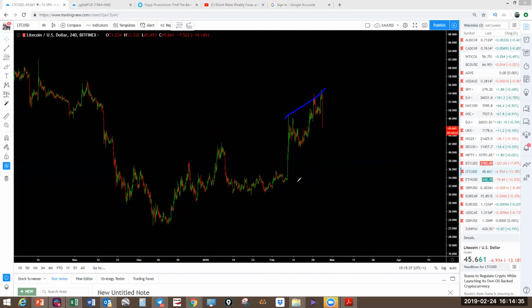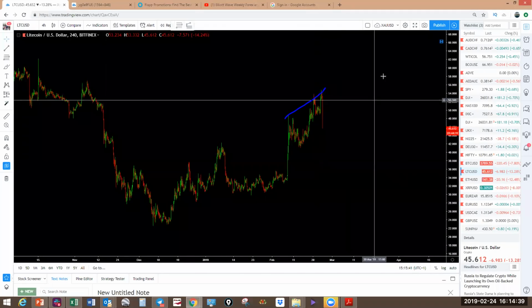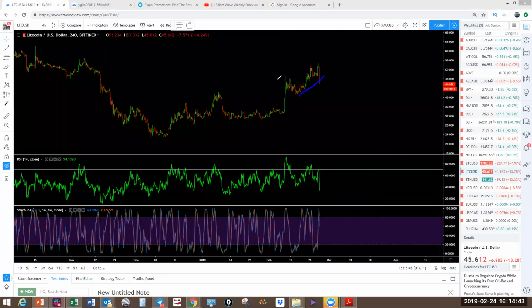You should be getting divergence as well. You should have got divergence when that was happening. It was a very strong divergence, as you can see there as well. Very strong divergence there. Okay, so let's see corrective structure and downside.